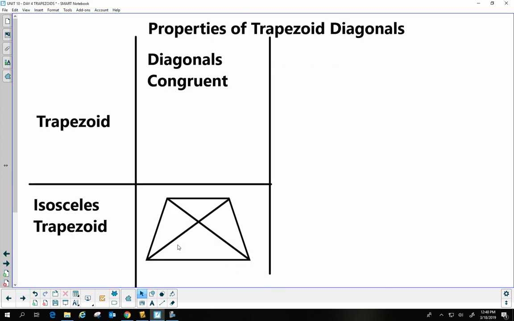And then we have one property for diagonals, and only in an isosceles trapezoid, the diagonals are congruent to each other. So that means that this diagonal here in yellow will be the same length as this one in green.